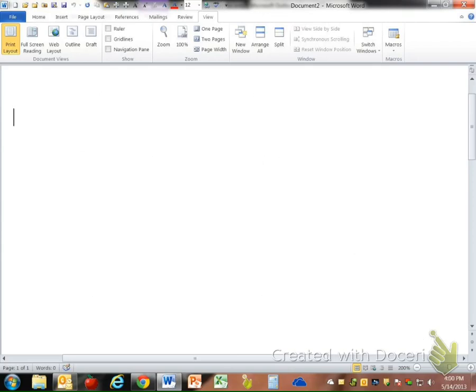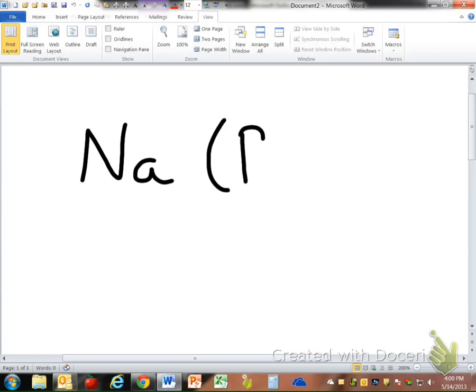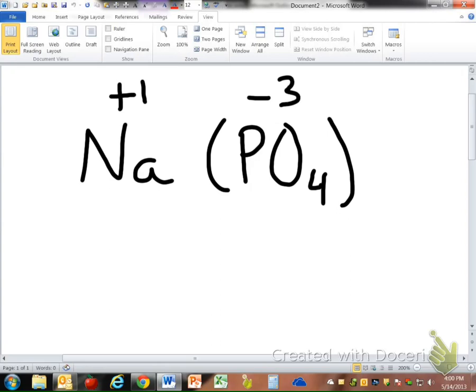I'm going to do sodium phosphate. Na is sodium, PO4 is phosphate. And again, I need to know about the oxidation numbers. For sodium, it is plus 1. For phosphate, look on your chart, you'll see it's negative 3. My little switcheroo trick will work, or I can say, how many 1s does it take to match a 3? And that answer is 3 of them. So the formula for sodium phosphate is Na3PO4.